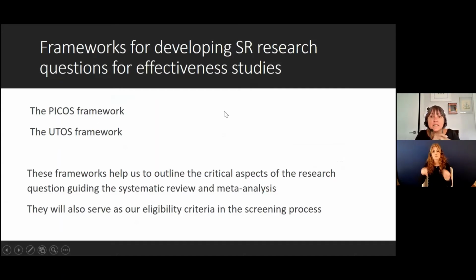Okay. So in addition, one way that we talk about developing a question for a systematic review and meta-analysis is to use particular frameworks to help us outline the aspects of that systematic review and meta-analysis. And there are two major frameworks we use that are really directed more at effectiveness or intervention systematic reviews. And these are the PICOS and the UTOS framework. And these frameworks help us to outline the critical aspects of the research question that will guide the systematic review and meta-analysis. And they'll also be helpful to us when we are beginning to try to identify the studies that are most relevant to our research question.